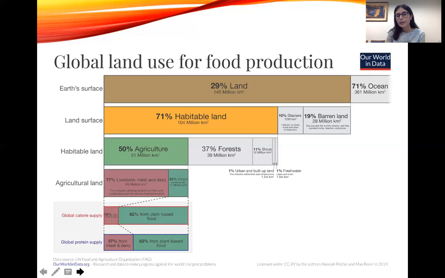But if you actually look at the calorie supply and protein supply of the globe, it is mostly coming from the crops. So why do we then need so much of that agricultural land that we are using to grow livestock, to live an ecologically high footprint life, basically?